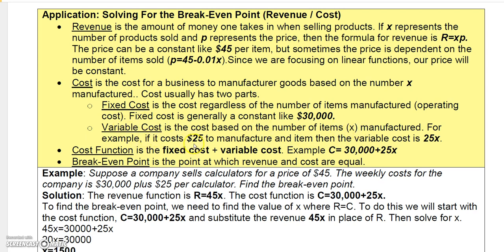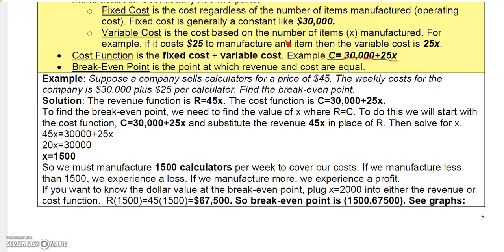For example, if it costs $25 to manufacture an item, then the variable cost would be 25 times X. So the cost function actually is the fixed cost plus the variable cost. So for example, if I use the 30,000 for the fixed cost and the 25x for the variable cost, the cost function would equal 30,000 plus 25x. Now the break-even point is just the point at which the revenue and cost are equal. So let's look at an example of finding the break-even point.